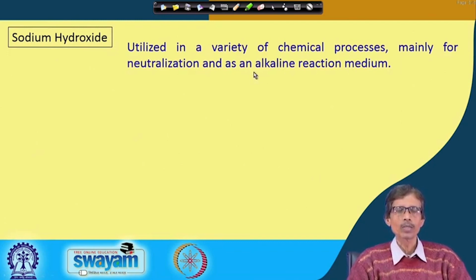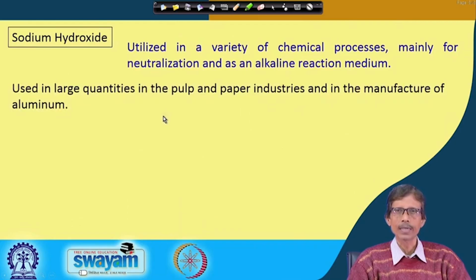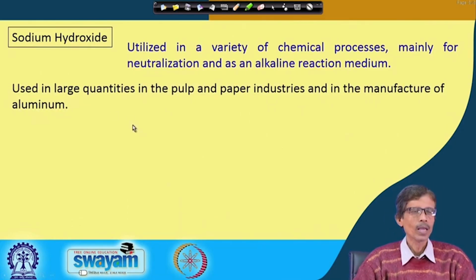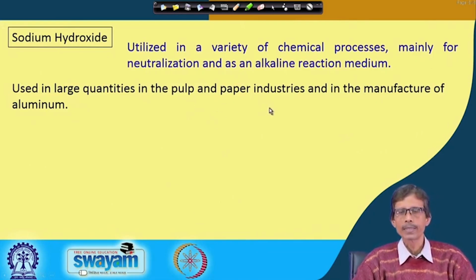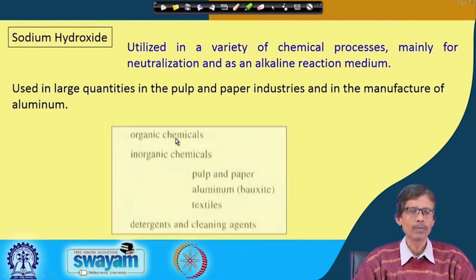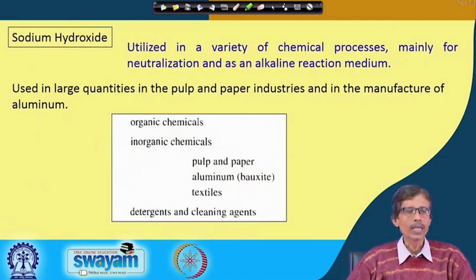So, different chemical processes are benefited by the use of this particular sodium hydroxide, what is being produced over there, and mainly it is utilized for the neutralization or as an alkaline reaction medium for different types of reactions, and in large quantities still it is used in the pulp and the paper industries and in the manufacture of aluminum, as we have seen earlier, for the formation of aluminum hydroxide from your bauxite or any scrap aluminum.